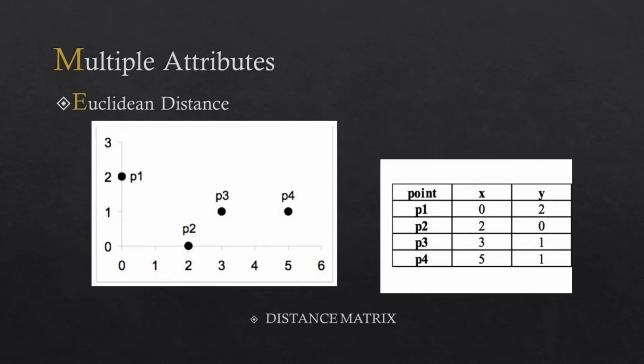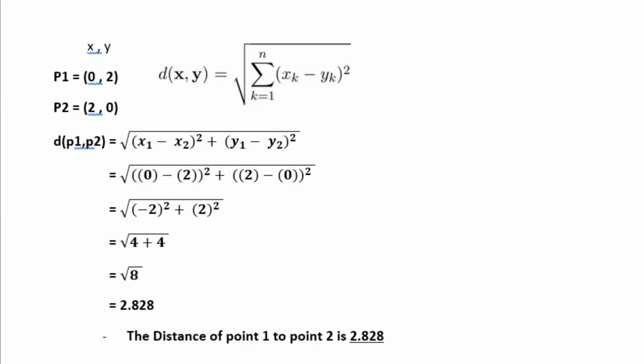Ito naman yung example na itatry natin na i-solve yung distance ng bawat points using Euclidean distance. So dito meron tayong 4 points at makikita natin yung dito yung x and y coordinates ng bawat points. At ito yung process ng paggamit ng Euclidean formula. Dito, hahanapin natin yung distance ng point 1 to point 2.